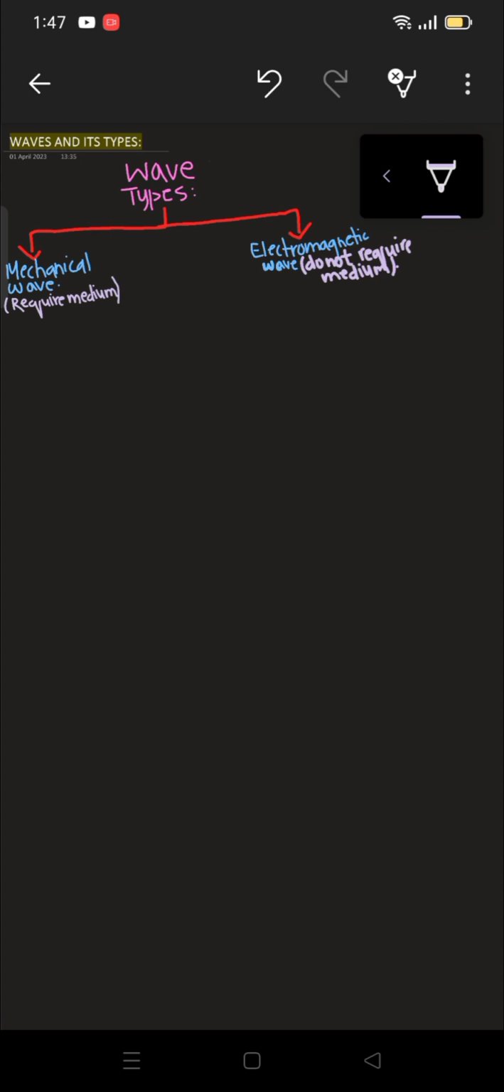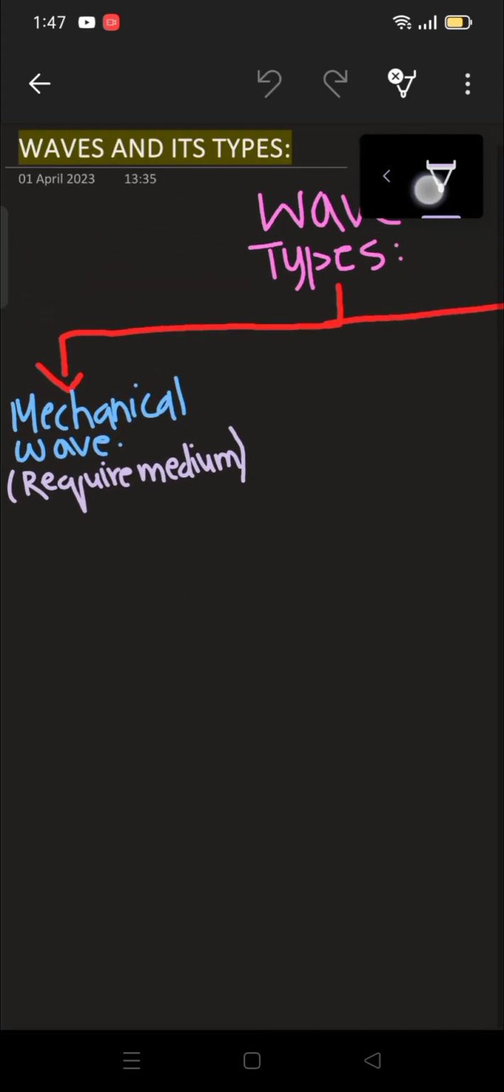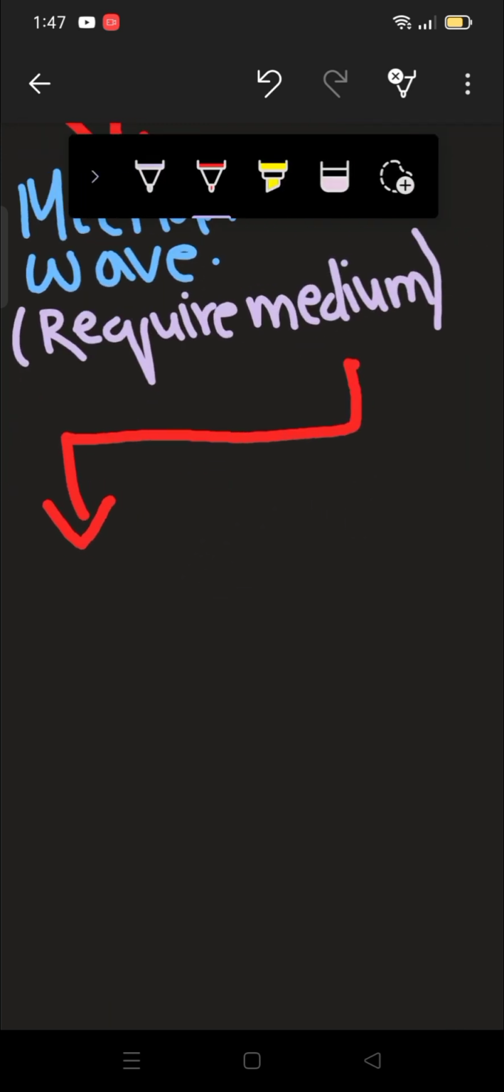Now mechanical waves are subdivided into two types. They are further divided into two types. Now what are those two types based on? The first type is based on vibration of particles of medium. First type is based on what? It is based on vibration of particles of medium. So let me write that down.